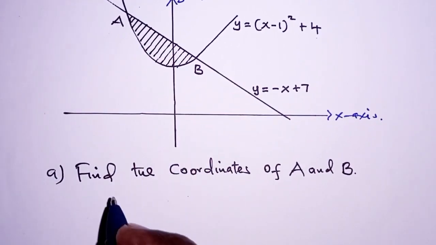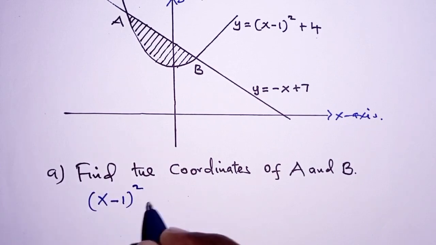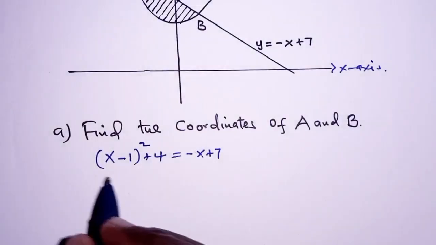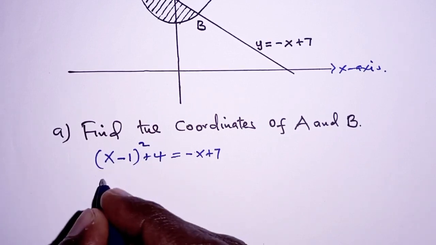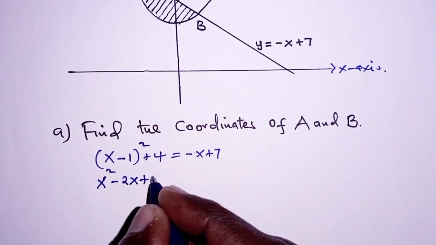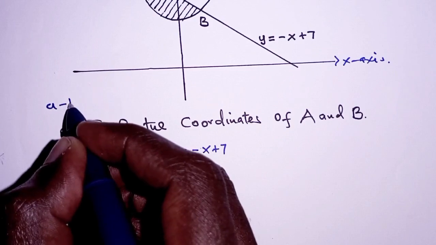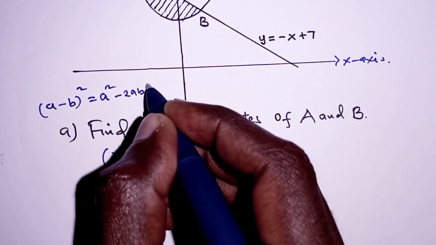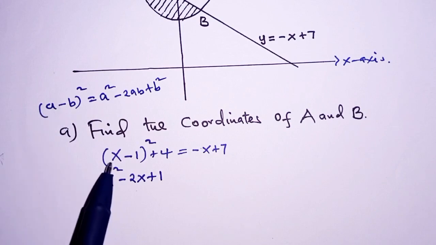So we'll have for the curve (x minus 1) squared plus 4 is equal to negative x plus 7. Expanding the left hand side, that is (x minus 1) squared, this would give us x squared minus 2x plus 1. Remember, I'm just using the identity (a minus b) squared is equal to a squared minus 2ab plus b squared. So I've used this quadratic identity to expand (x minus 1) squared.